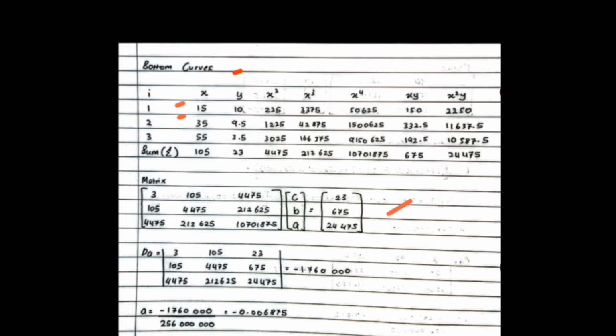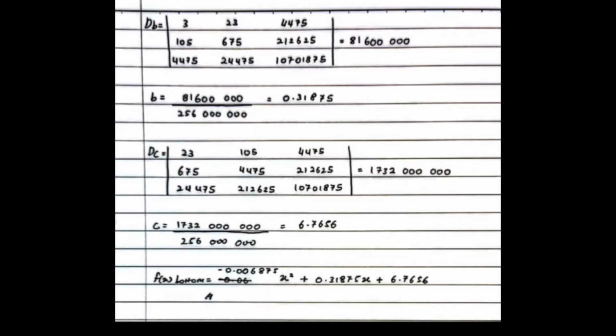Then we use this matrix formula to get the a of negative 0.006875. For the b, we use the same approach, which is the matrix, and we got 0.31875, and for the c it's 6.7656. So for the f(x) bottom, we got negative 0.06575x squared plus 0.38175x plus 6.6756.